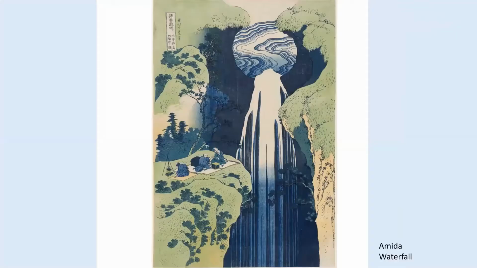And then last but not least, this isn't one of his views of Fuji, but this is another one. And I just think the perspective on this is really interesting, because obviously it's a waterfall. It's called Amida Waterfall, but I'm not entirely sure what's actually happening up here. It's not a perspective that I can easily read. But I really like it. I think these lines are gorgeous.